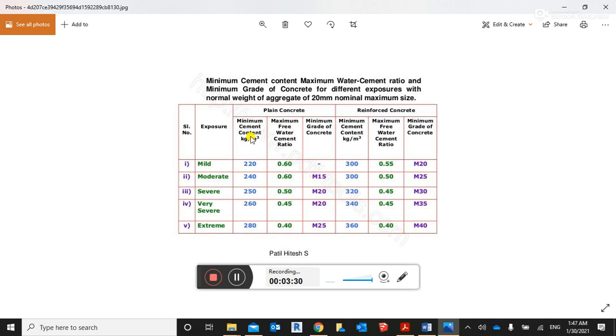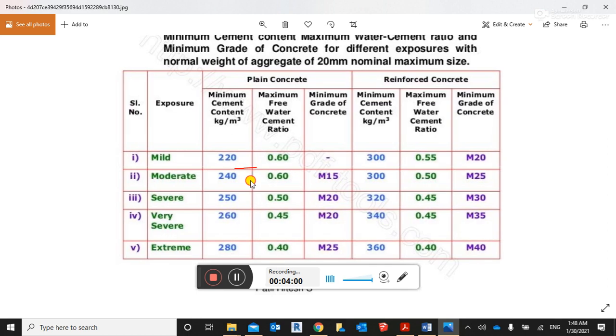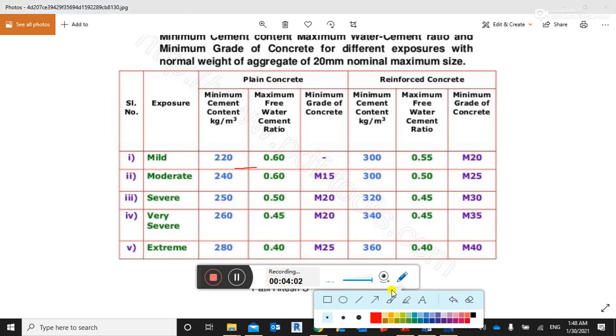We sometimes may face a mild condition. Minimum cement content in 1 cubic meter of the concrete, the amount of cement should be 220 kg in 1 meter cube of the concrete. In the mild condition of concrete, the amount of cement should be 220 kg of cement. Guys, in moderate condition concreting, the amount of cement in 1 cubic meter of concrete should be 240 kg of cement, guys.